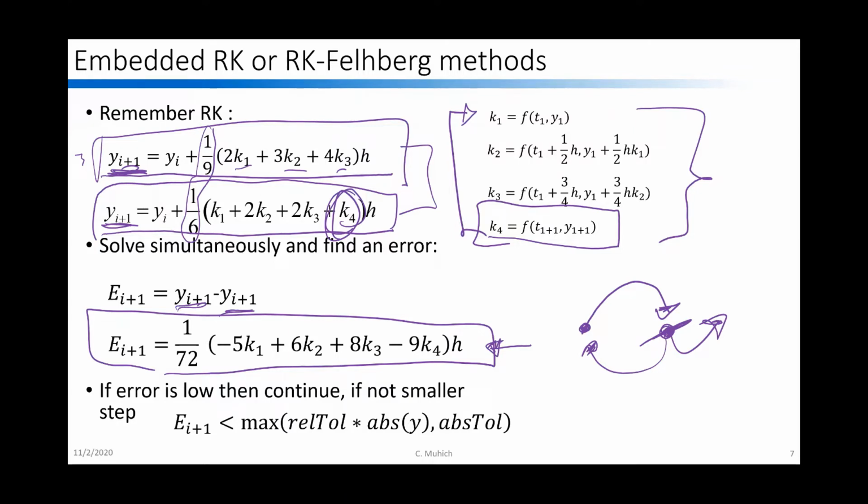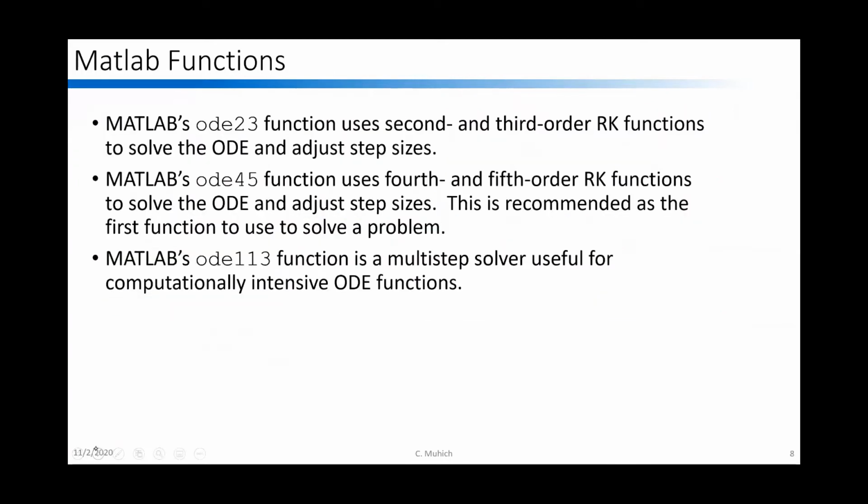I'm not going to do an example of this because it's long and tedious, but the ideas are the same. I'm going to go through, calculate the yi plus 1 two ways, check and see if I get the same answer, or in other words, if my error is low. If it's low, I get to continue on. If not, I need to change my step size. This is the idea behind some ODE methods.